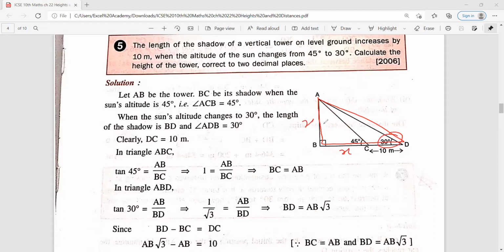This is X. This is also X. So tan 30 is AB upon BD. That is 1 upon root 3 is equal to AB upon BD. So BD is equal to AB root 3. So since BD minus BC is equal to DC.